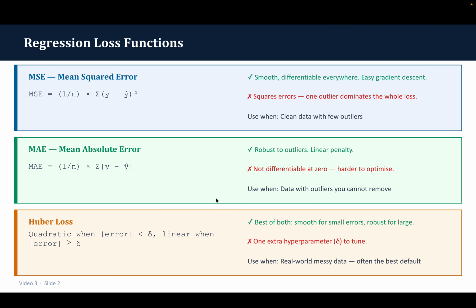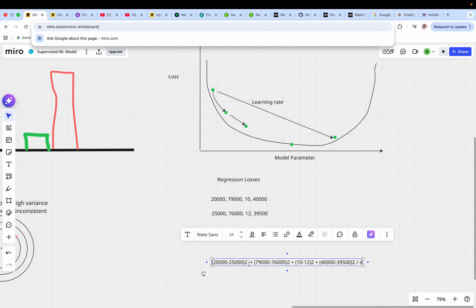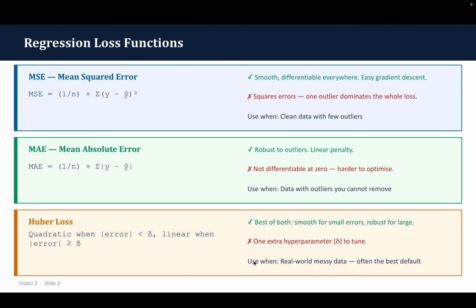We also have the mean absolute error. The difference between the mean absolute error and the mean squared error is that you don't square this. You just compute the absolute difference. So what does that mean? This does not become minus 5,000, it is actually 5,000. So that is the mean absolute error. This is robust to outliers, linear penalty. It is not differentiable at 0 and harder to optimize. You use this when you have data with outliers that you cannot remove.